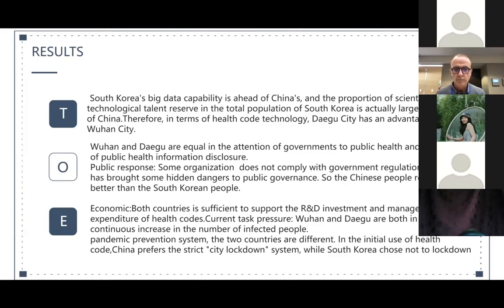In Daegu, traffic is still as usual, and merchants would remain open during the outbreak. There is no need for a health code when people travel across provinces and cities. Health code was only mandatory to use in crowded places, like restaurants and bars.